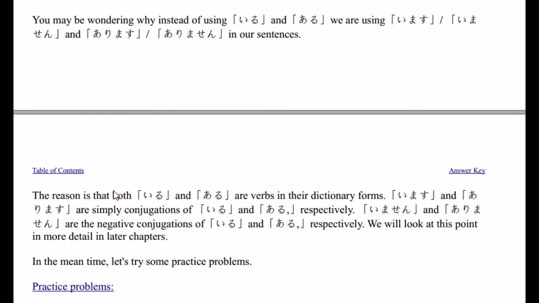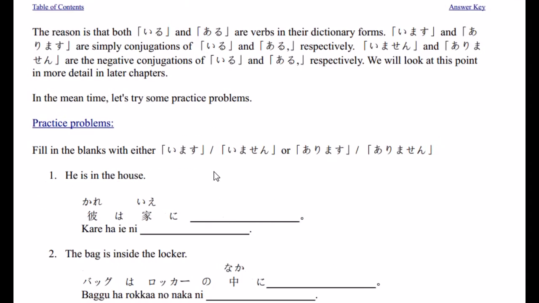So imas and arimas are just conjugations of the verb iru and aru, just like how we would say, I am eating, and yesterday I ate. We have to change the tense, the way the verb is conjugated. And here we have the negative forms, so imasen, arimasen, which are just the negative conjugations of iru and aru. So we'll learn more about this in later chapters, but just know for now, that's basically why we're using imas or imasen or arimas or arimasen. They're the conjugated forms of the verbs. But in the meantime, let's look at some practice problems.